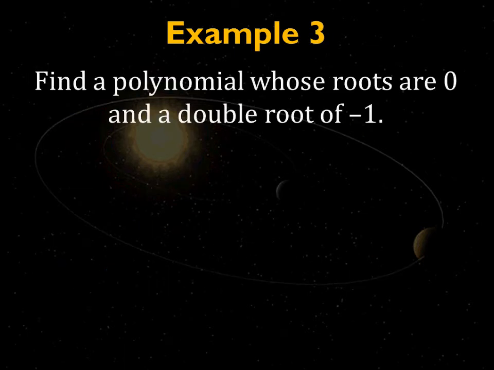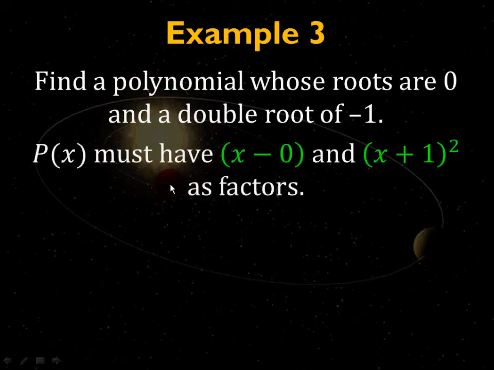Example 3. Find a polynomial whose roots are 0 and a double root of -1. So when we did the equation in chapter 7, we knew how to find the polynomial when we had 2 roots. But what if you had 3 in this case? So p of x, this function, must have x minus 0 as one of the factors because 0 is a root, and x plus 1 squared as 2 other factors because -1 is a double root. So x plus 1 must appear twice in the function.